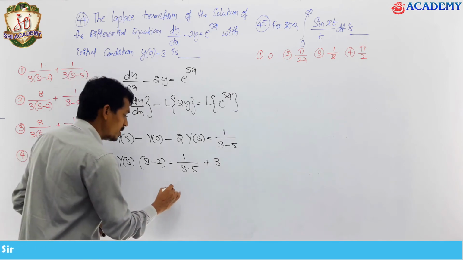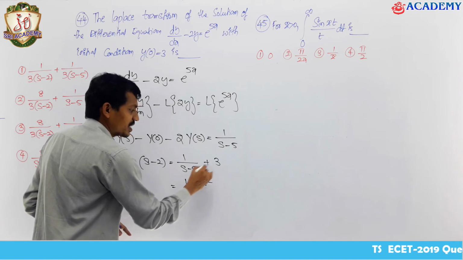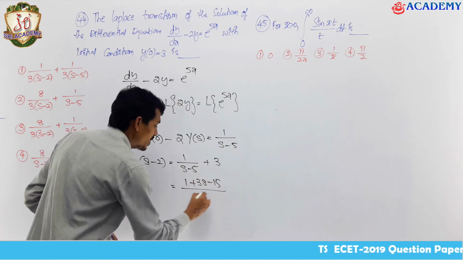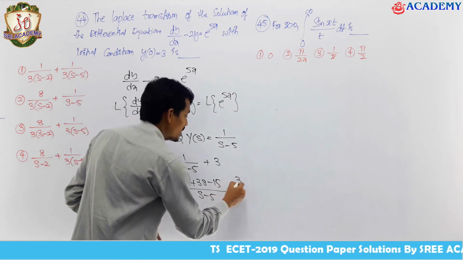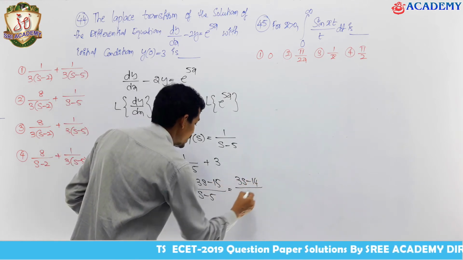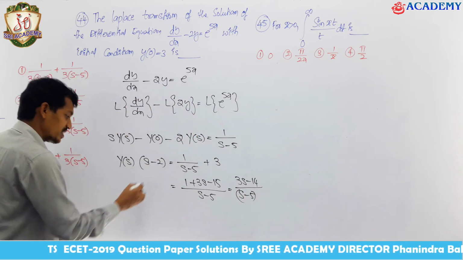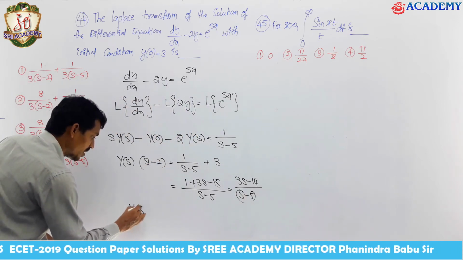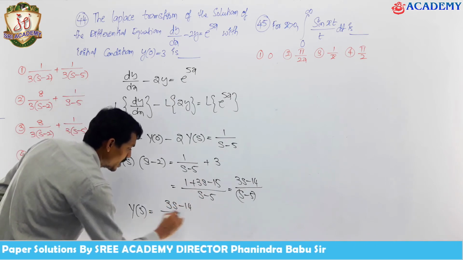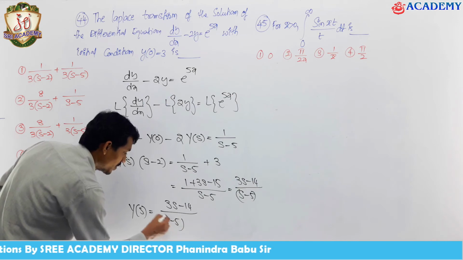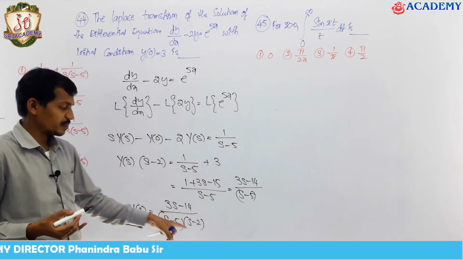If you take the LCM here, that is going to be 1 plus 3s minus 15 divided by s minus 5, which is nothing but 3s minus 14 divided by s minus 5. We require Y of s, so Y of s is nothing but 3s minus 14 divided by s minus 5 into s minus 2. Here you will get s minus 2.